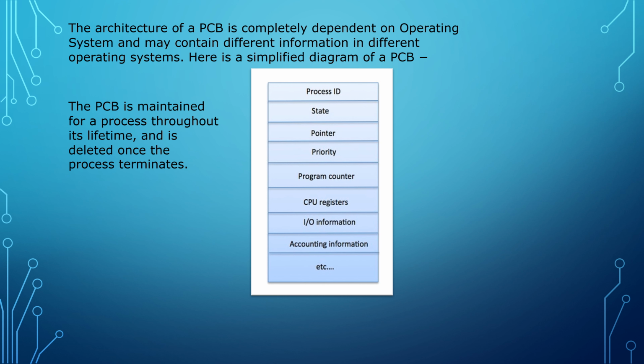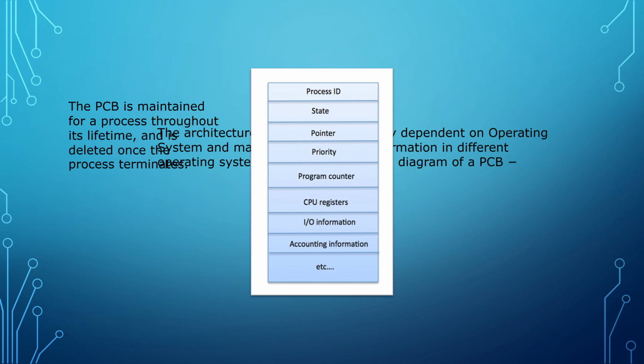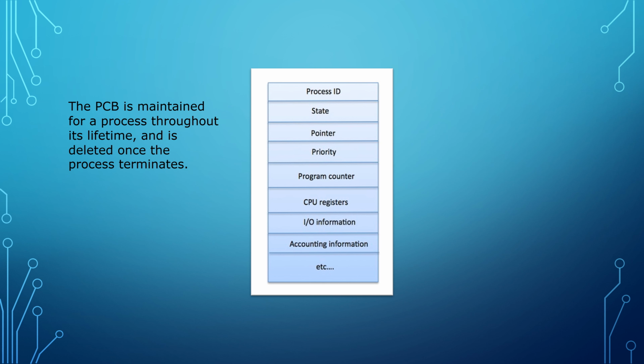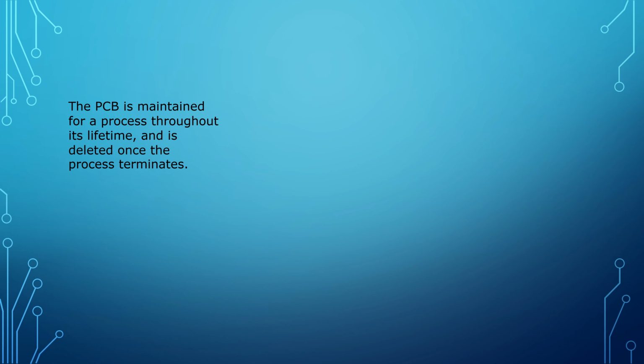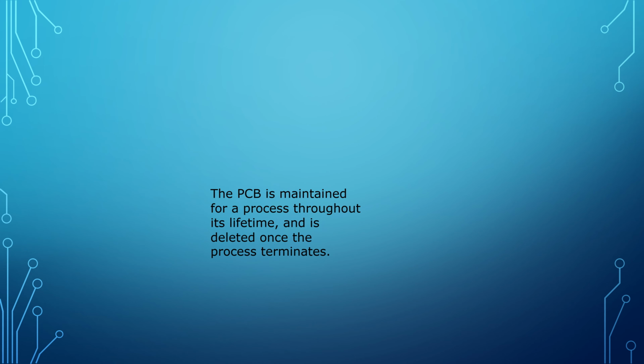The architecture of PCB completely depends on the operating system and may contain different information in different operating systems. Here is the simplified diagram of PCB. At the top of the stack, there is a process ID. Every process has its own ID. The PCB is maintained for a process throughout its lifetime and it is deleted once the process terminates.